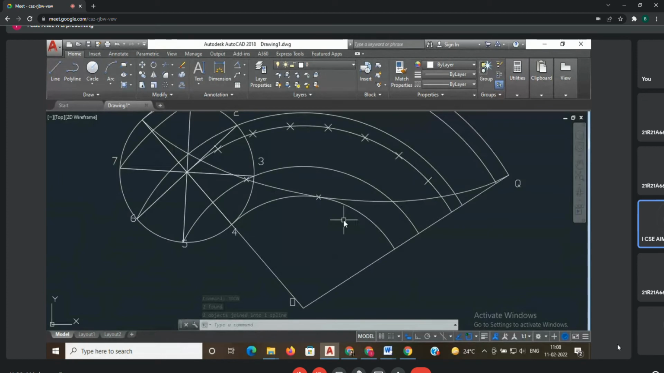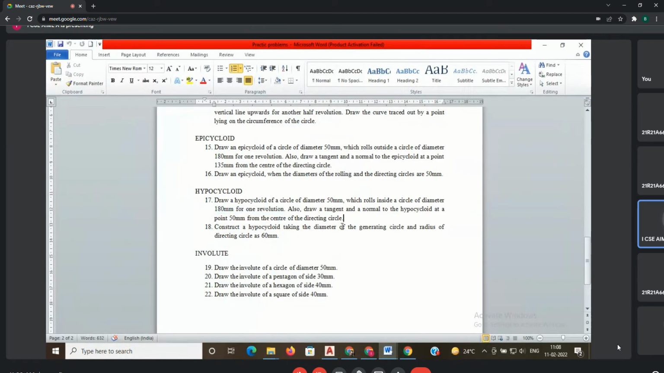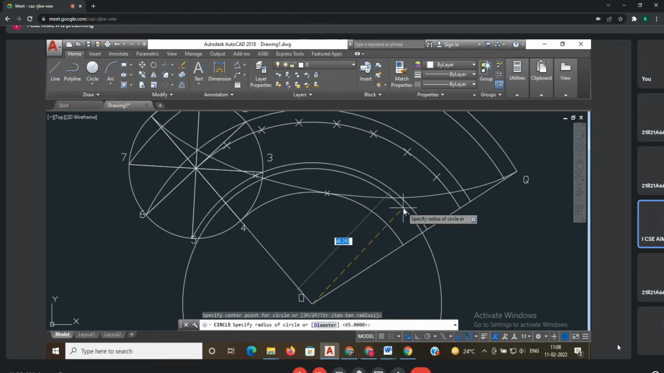Then you have to draw the tangent and normal also. Now here see: draw the tangent and normal to the hypocycloid at a point 50 mm from the center of the directing circle. Now this is the center of the directing circle, this O point. From here you have to take 50, meaning radius 50. Take, or you can go with the arc also. Select and give radius 50.